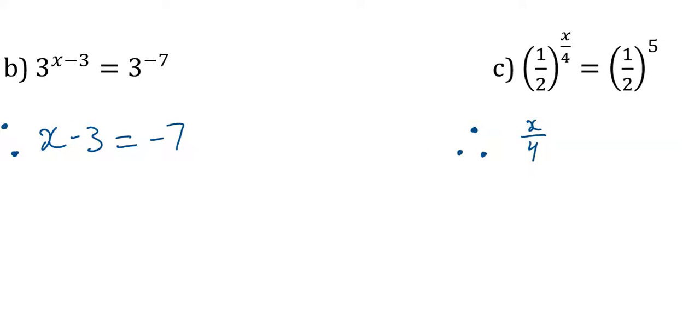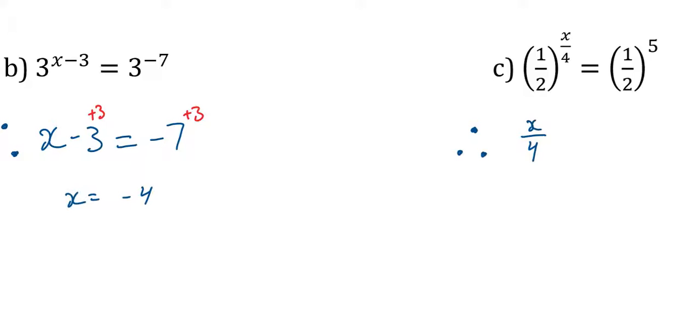I add 3 to both sides. So I get x equals -4. And you can always do a quick check on your calculator, or in your head. If I put a -4 in here, I get -4 minus 3, which is -7. So 3 to the -7 equals 3 to the -7. Like it works, right? It makes sense. So you can always do a check with these.